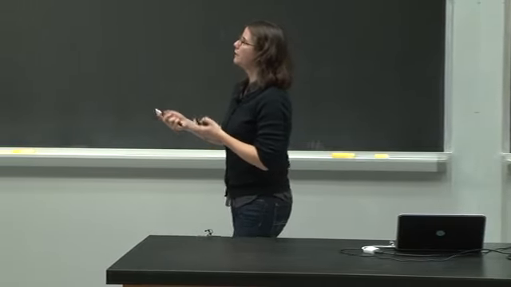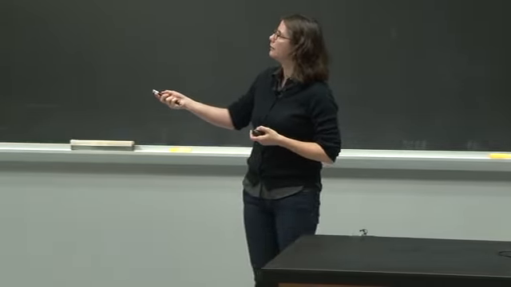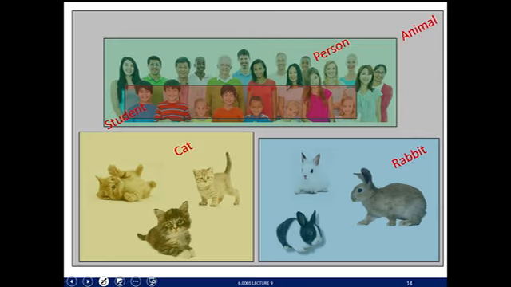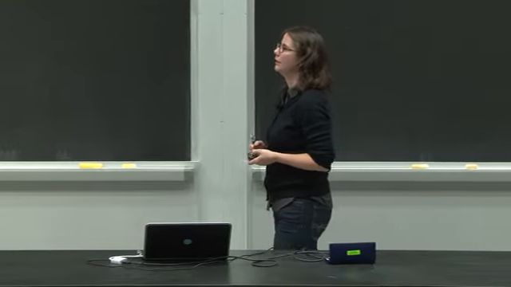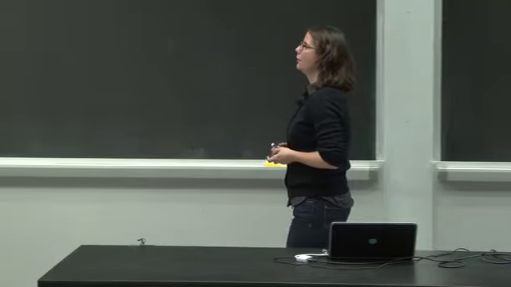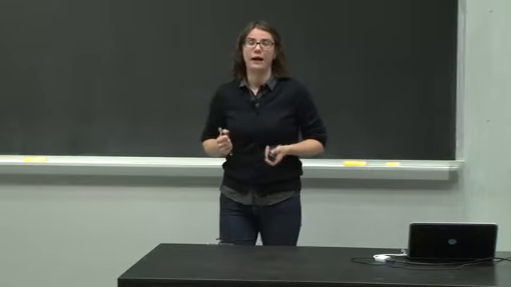So on top of these, we can add another layer and say that a student is a person and is an animal. Okay? But in addition to having an age and maybe also having a list of friends, a student might also have a major, or they're pretty young, so maybe their favorite subject in school. So that's the general idea of hierarchies.